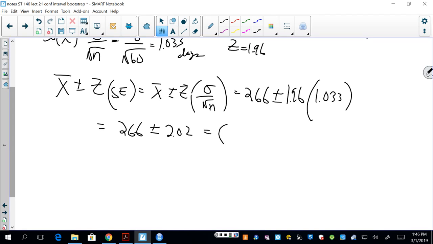So our interval, you add 2, is 268.02, you subtract, that's 263.98 days. So that would be the new interval, if in fact our sigma were smaller, as more homogeneous. That'd be better, right? That'd be nicer because it's smaller and it reflects the spread of the population.